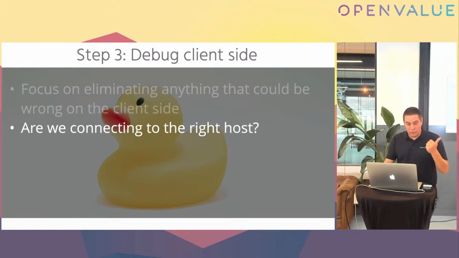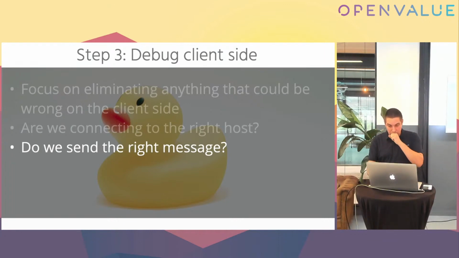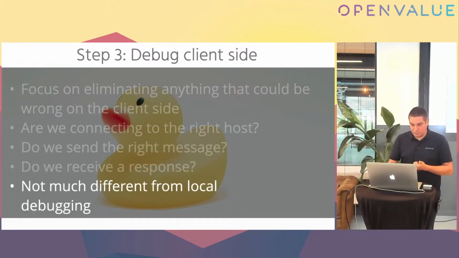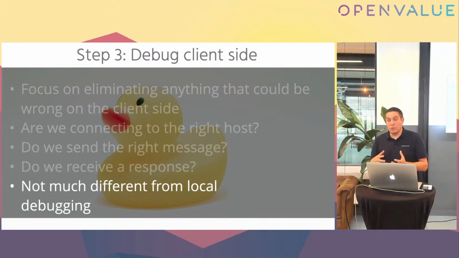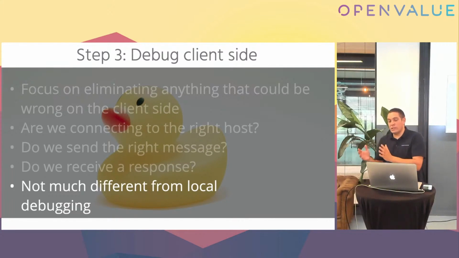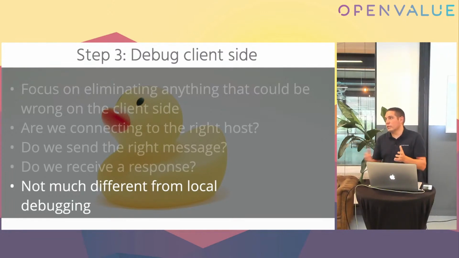So check: are we connecting to the right host? Do we send the right message? Look at logging, or maybe you can inspect network messages that are being sent. Are we receiving a response? Yes or no? This is not much different from local debugging, since you're still debugging something on the client side, but try to get as close to the action as possible. So if you receive a response, try to log the response as close as possible to the network boundary. Because if you instead log a toString operation on your deserialized Java object that resulted from this message, there might be a problem in the deserialization there.